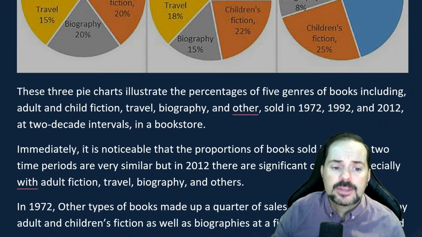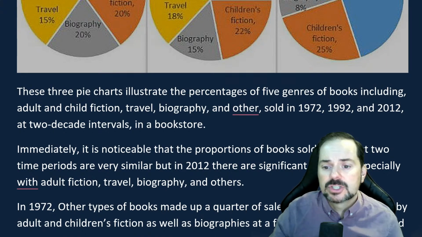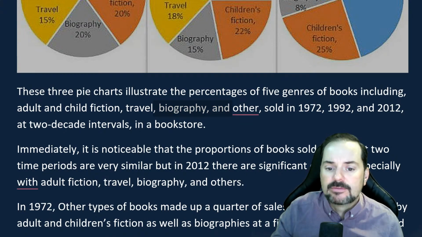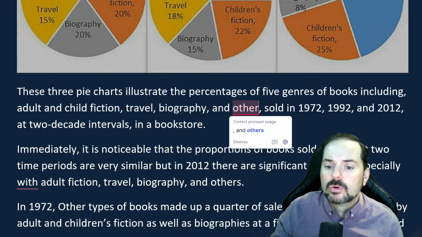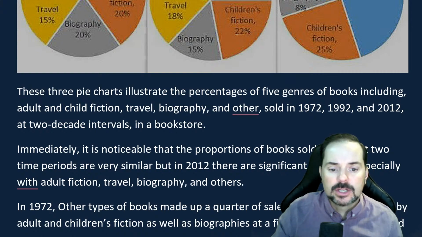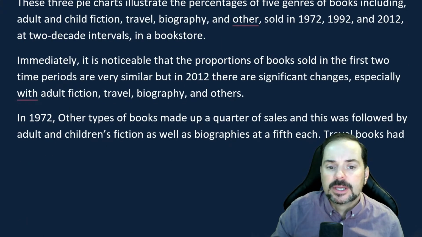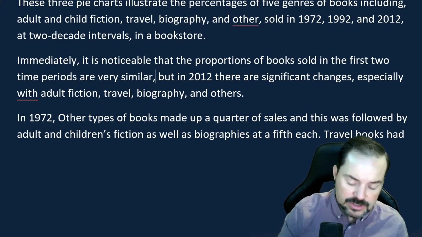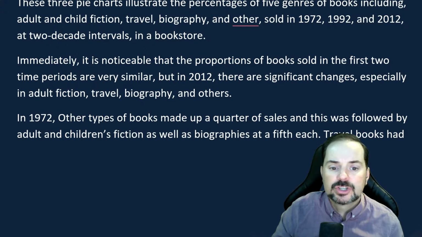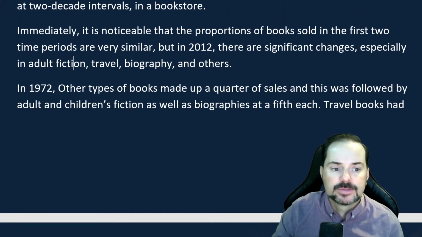Okay, so here we go. Let's review this. These 3 pie charts illustrate the percentages of 5 genres of books, including adult and children's fiction, travel, biography, and other, sold in 1972, 1992, and 2012 at 2-decade intervals in a bookstore. Immediately, it is noticeable that the proportions of books sold in the first 2 time periods are very similar. But in 2012, there are significant changes, especially in adult fiction, travel, biography, and others.